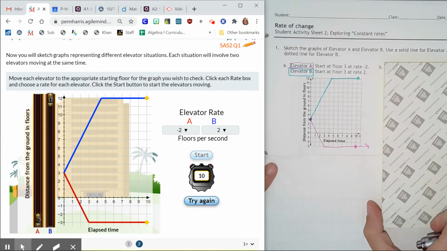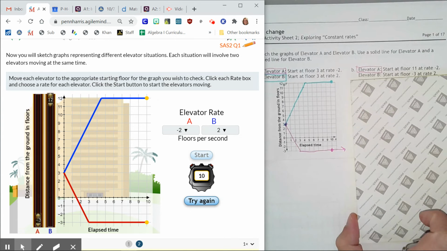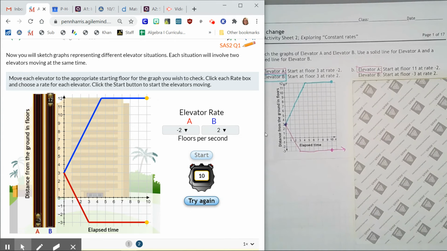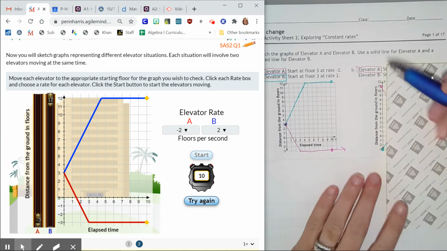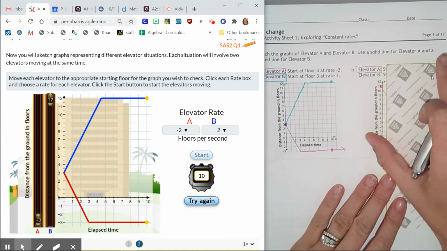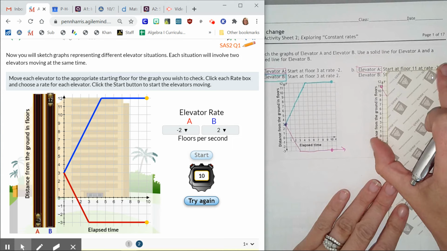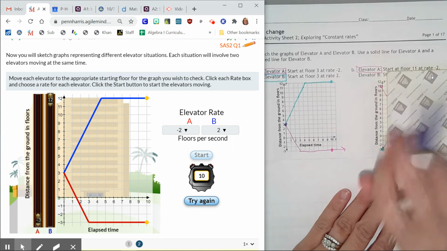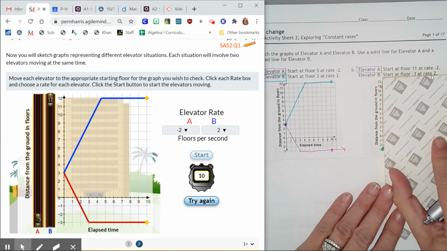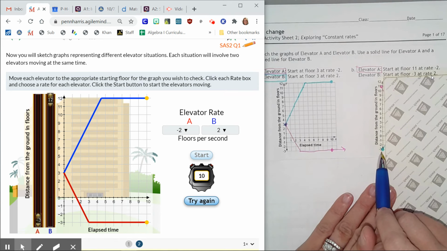Now, what I want us to do is we're going to do elevator A first at floor 11 at a rate of -2 seconds, and elevator B is at floor -3, so it's in the basement, at a rate of +2 seconds. Over here, what I did was I showed you elevator A is my pink pen. They said they want elevator A to start at floor 11, so I took elevator A up and I put it at floor 11. And elevator B, they wanted at -3, so I took it all the way down to the basement.